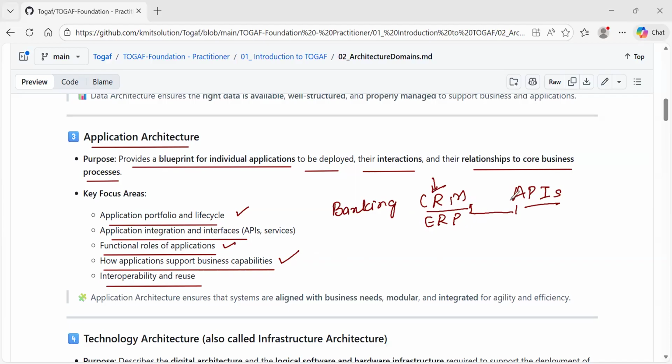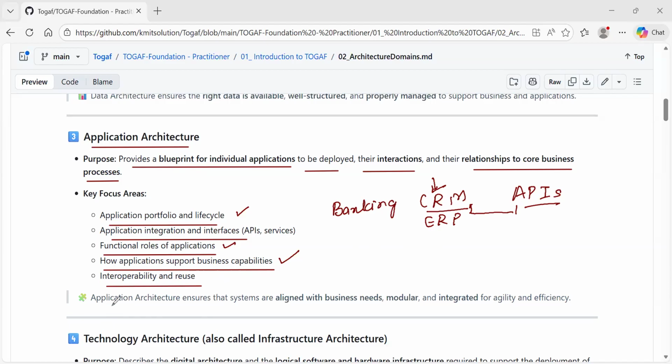Interoperability and reuse. So if you create certain components which can be reused in other applications, that is the reuse. Interoperability means, for example, I'm using a previous version of my application and I have a new version, how interoperability works, how we can call or invoke one application from another application. So that is the interoperability and reuse.